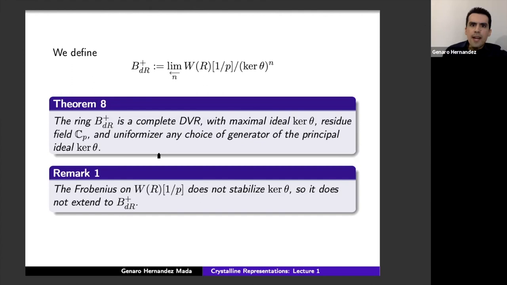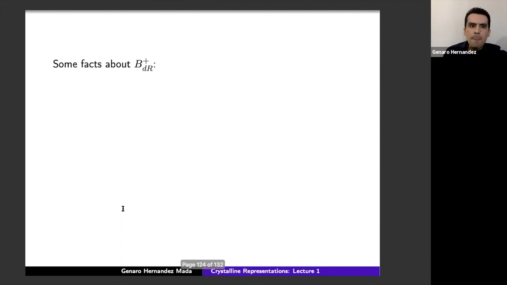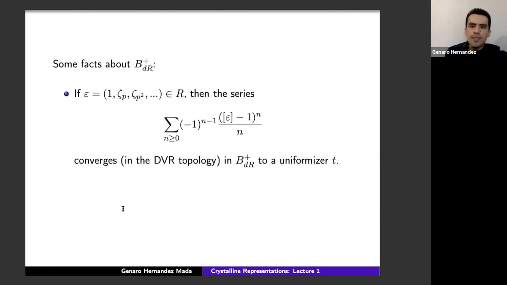For now, I would like to state some facts about this ring. So we don't have a Frobenius here, but we do have an important uniformizer, it's this one. If I take epsilon, this element of R, that is just taking the roots of unity, it turns out that this series converges in the DVR topology, the topology of the discrete valuation ring, to a uniformizer. So this is some kind of logarithm of this element, right?